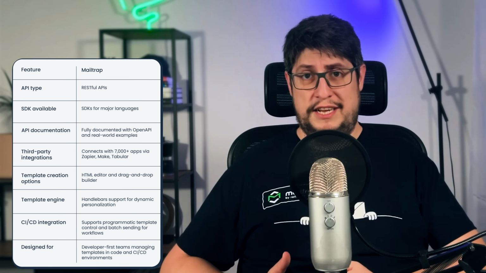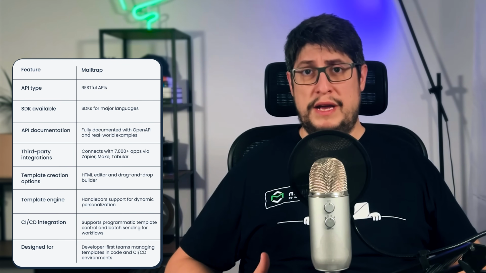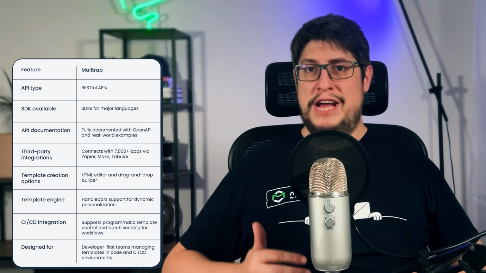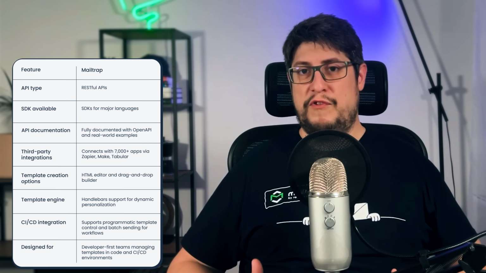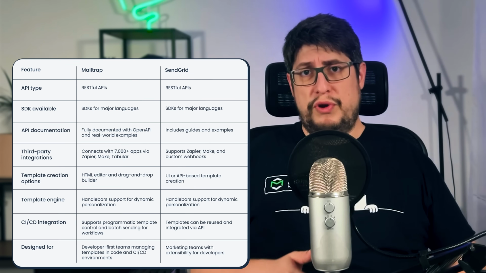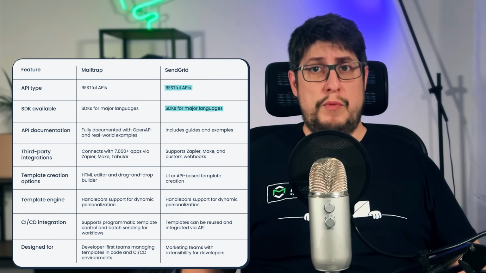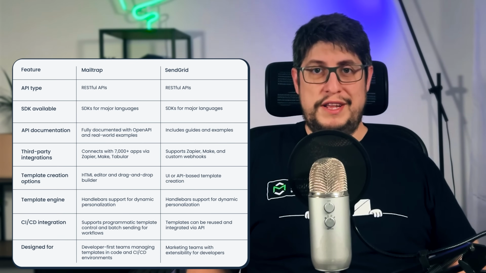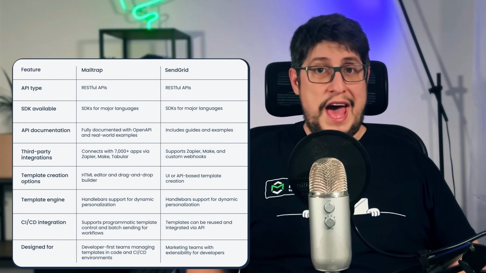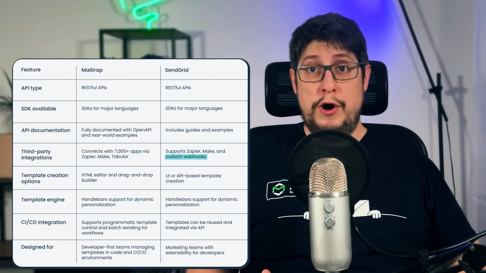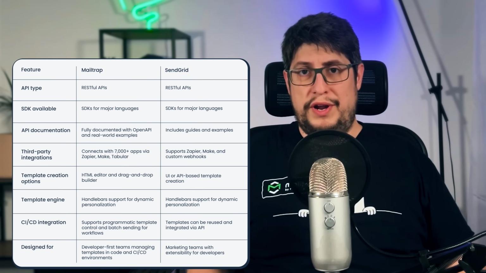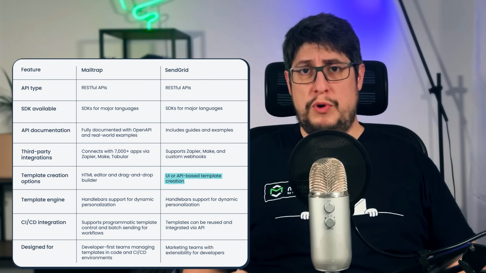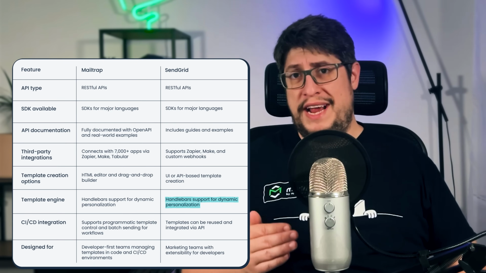With built-in template testing, Mailtrap also makes it easy to inspect and debug emails before sending, helping you catch issues early. Paired with the Batch API, this provides a great setup for high-volume email workflows. SendGrid also offers RESTful APIs and SDKs for major languages, making setup relatively straightforward. Integration-wise, SendGrid can connect to tools like Zapier and Make, and offers support for custom workflows through webhooks and third-party platforms. In SendGrid, templates can be created via the UI or API as well as stored and reused programmatically, with handlebar support for dynamic content.